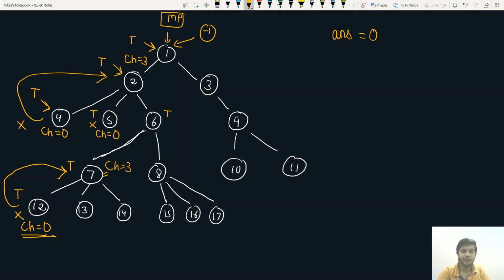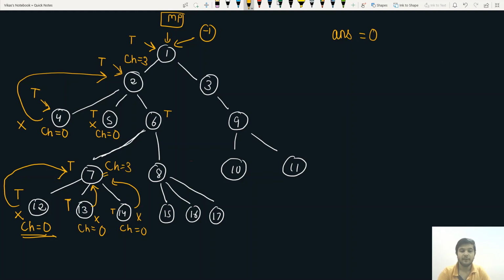Now similarly for 13, we are going to mark it as true and check the total of children. Children is 0, because now we fall back to 7. When we fall back to 7, what do we check? We check the total number of children of the parent. The parent has 3 children, but the child has only 0 children. That means this is not a happy vertex. Similarly for 14, when we fall back, we mark it true and children is 0. It is also not a happy vertex.